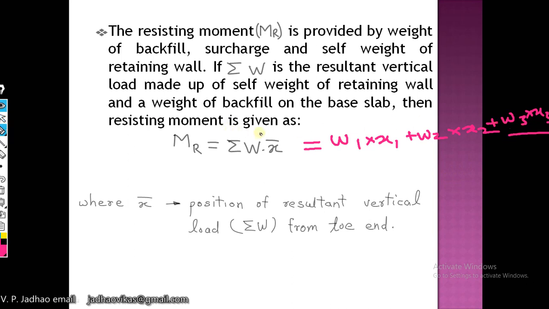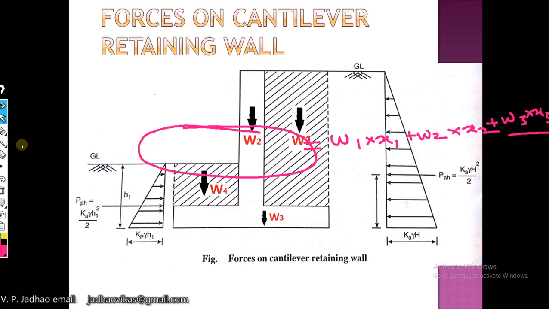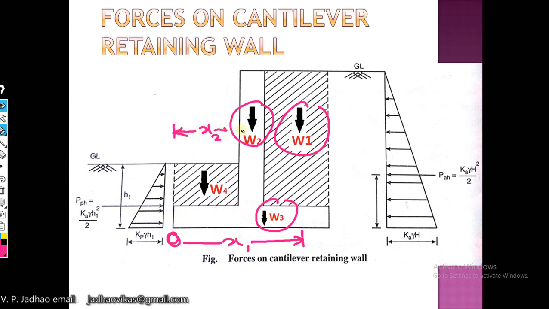So this sum is called the resisting moment. The moment of all these W1, W2 and W3 about this toe end O is the resisting moment. Let us consider this is x1, this will be x2, and this is your x3.